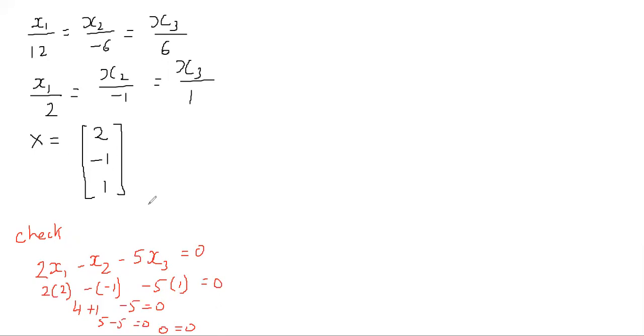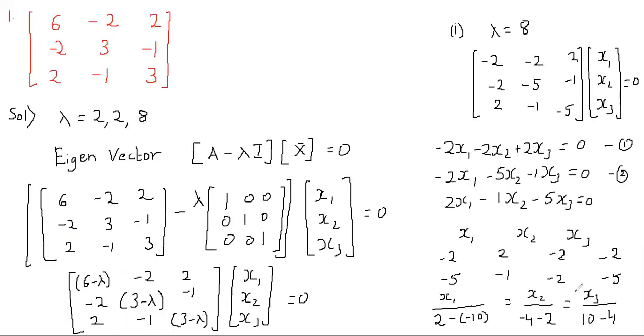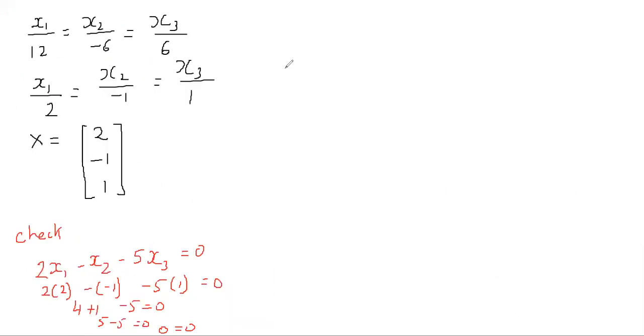So ultimately we can know that our eigenvector is right. Okay, so this is how you find the eigenvector and check it. That's all in this video. In the next video we will try to find another eigenvector for 2.